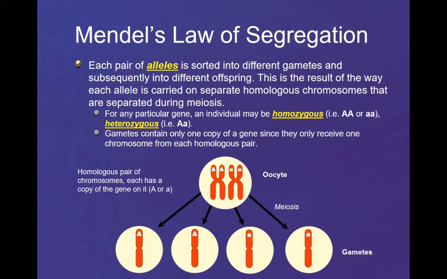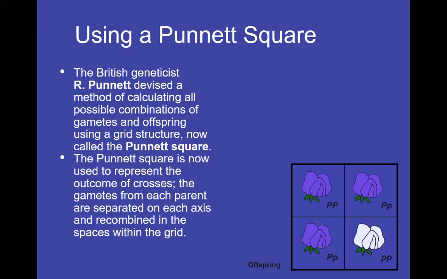We'll go over this concept of segregation a little bit more and independent assortment as well. These are two big things from Gregor Mendel that we need to highlight in a little more detail. So let's make sure you know how to do a Punnett square. Now, the name actually comes from the British geneticist R. Punnett, who devised a method for calculating all the possible combinations of gametes and offspring. You see the little square down in the bottom.